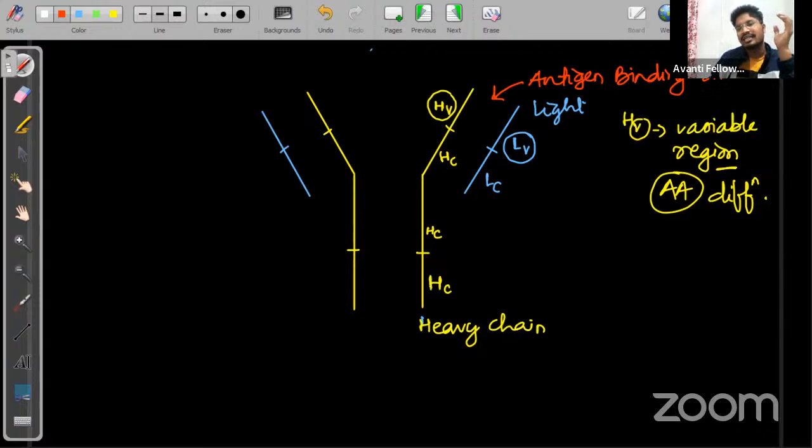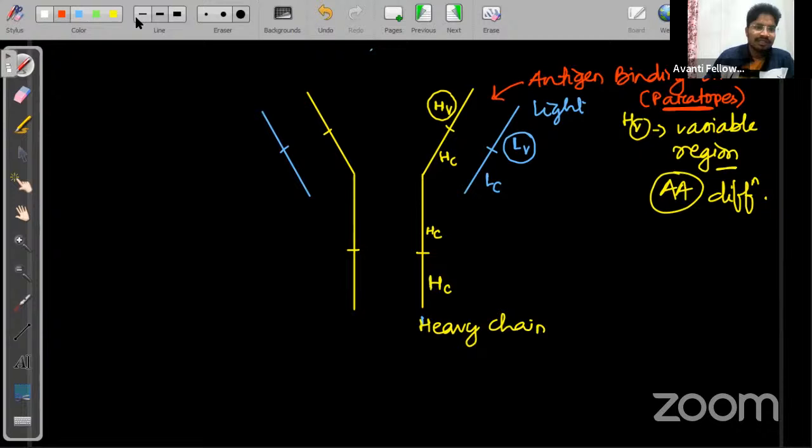Right. So this antigen binding site is also called as your paratopes. This is also called as your paratopes. Paratopes भी कहा जाता है इसको. आया समझ में सबको? Now this light chain and heavy chain will be connected with one another.